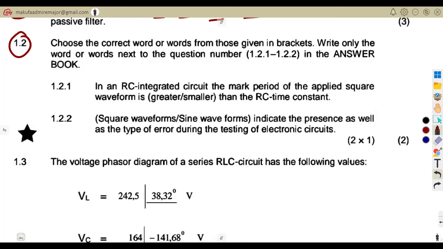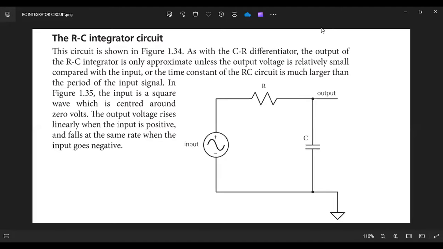All right, so the time constant is much larger than. Let's go back to that again and see here, because if you check your answers with the memo, you might not understand what I'm going to explain here. So for us to understand this, let's go back. This is the one that we're talking about here, our RC integrator. And let's check here. They are saying the RC integrator is only approximate unless the output voltage is relatively small compared with the input. This is the explanation that they're trying to give.